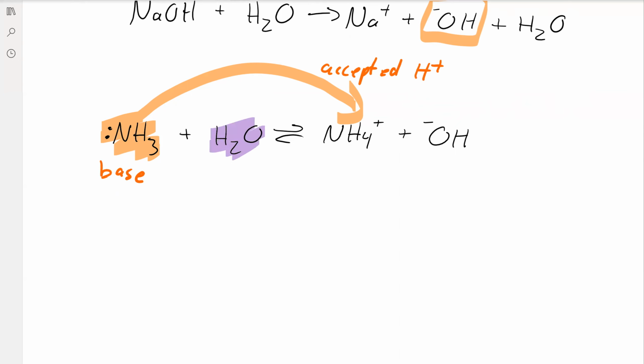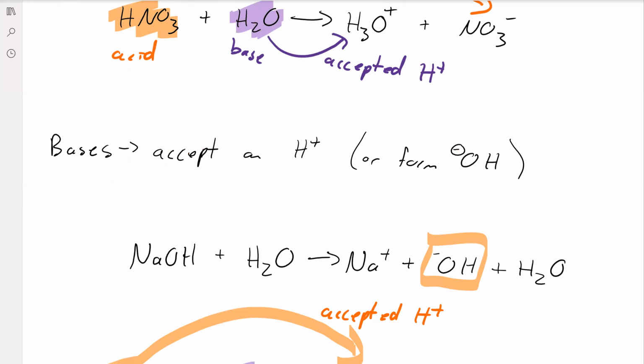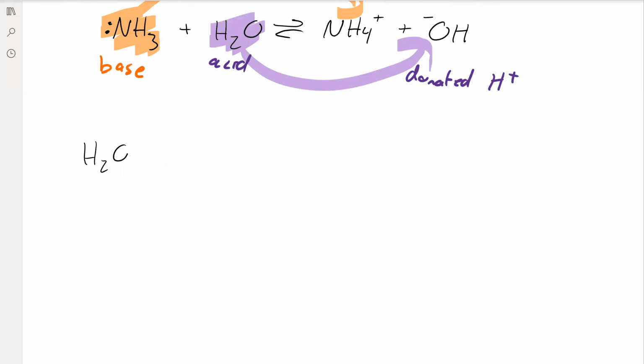If we think about water going from H2O to OH minus, it just lost an H plus, or it donated it, so that's acting as the acid. So note, in this reaction, water is acting as an acid. In this reaction, water is acting as a base. So water can act as an acid or a base. And that's called being amphoteric.